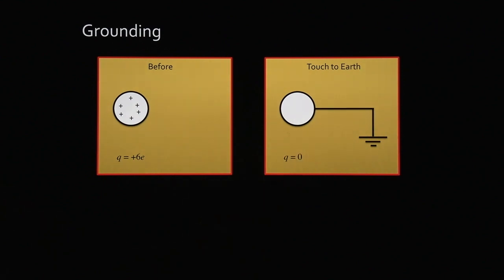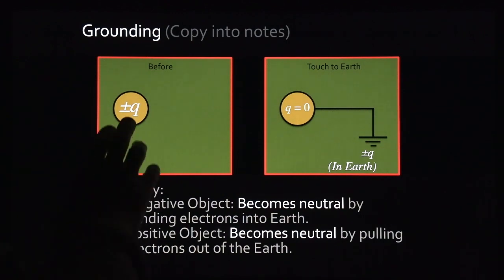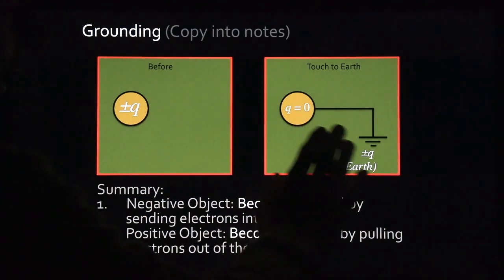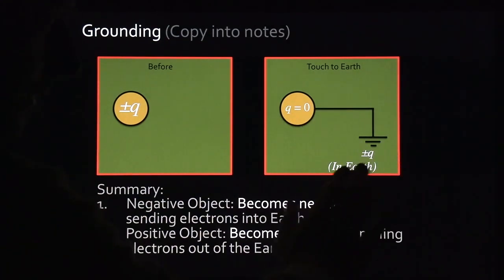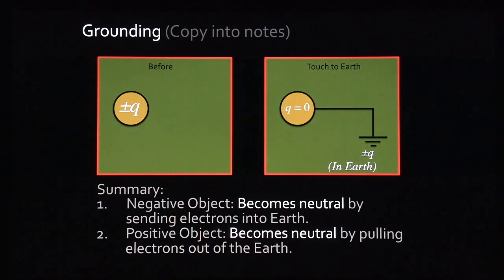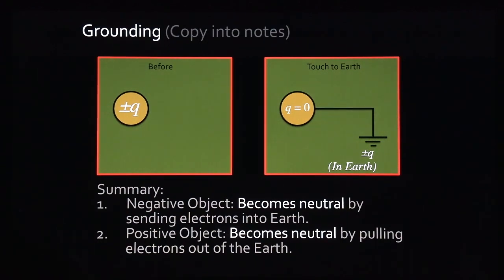So that's grounding, okay? And here's this thing I want you to copy in your notes. Before, you have plus or minus q. Doesn't matter, positive or negative. When you touch it to the earth, whatever that charge is now goes into the earth, and the thing is neutral after you touch it to the earth. Here's the summary. I chose to highlight that the thing becomes neutral, whether it starts off negative or starts off positive. But write out the whole sentences in your notes. I'm just trying to emphasize, okay?